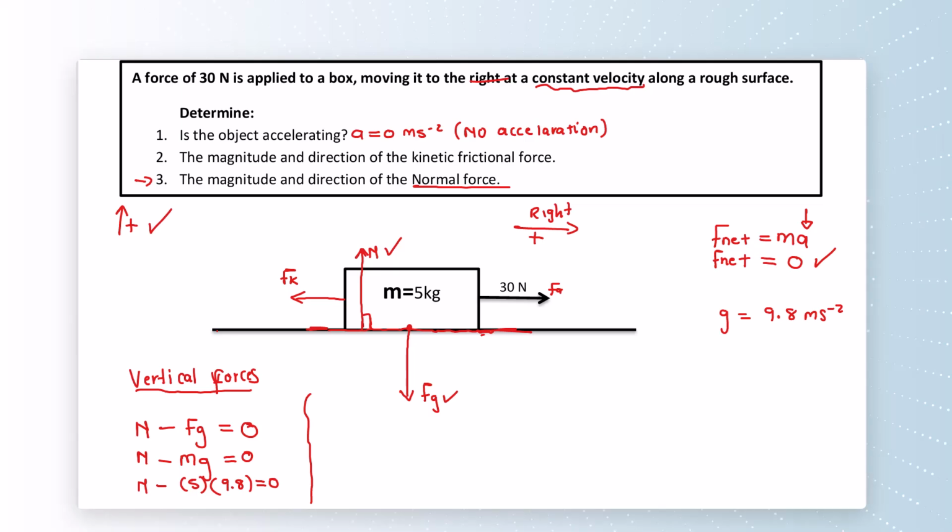Now go on and multiply the two. 5 multiplied by 9.8 is going to be 49. Then equals to 0. Let's transpose that 49. When it goes to the other side, since it's negative, it's going to become positive. So we have 49 newtons. Where is the normal force going? It's going upwards. And that's how you get the value and the magnitude of the normal force. Here the magnitude is 49, here the direction is upwards.